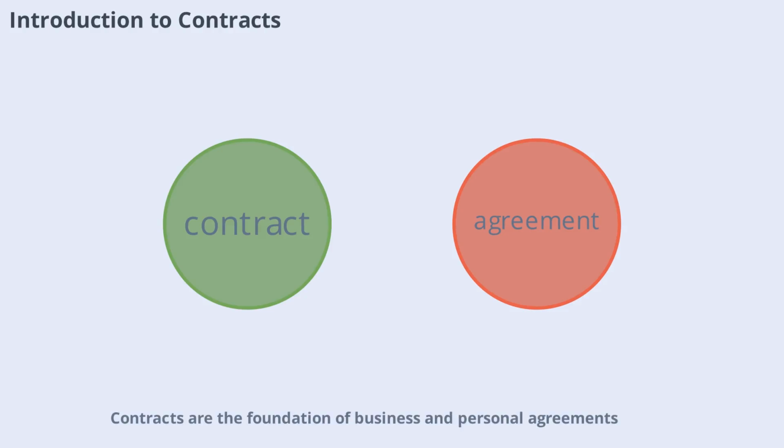Contracts are the foundation of business and personal agreements. They outline the rights and responsibilities of each party, ensuring clarity and legal protection. In this video, we'll explore the most common types of contracts you might encounter, from employment agreements to sales contracts. Understanding these basics can help you navigate both professional and everyday situations with confidence.